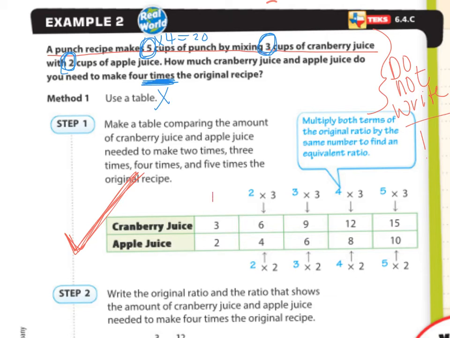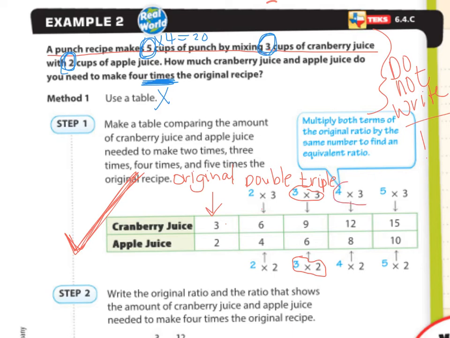Cranberry juice. Here's the original recipe. That's one batch. And if they double it, this is what you get. You have to have 6 cups of cranberry juice and 4 cups of apple juice. And if you triple it, then you're going to have to take 3 times 3. That's 9 cups of cranberry juice and 3 times 2. So that's going to give you 6 cups of apple juice.